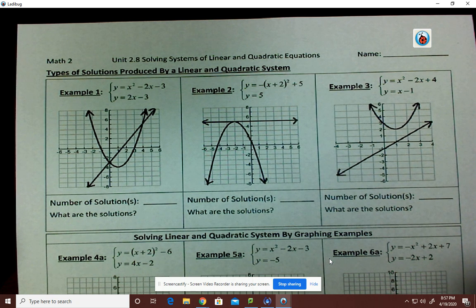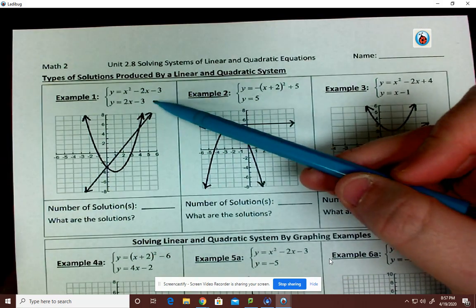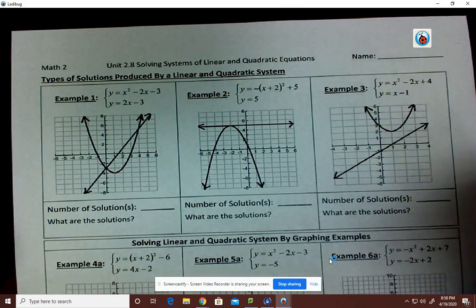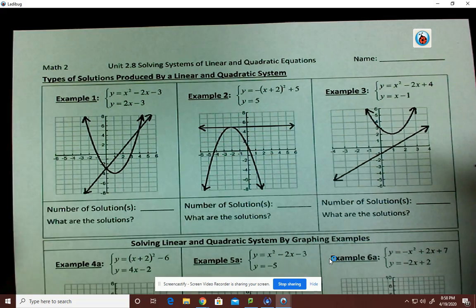Today, you're not going to have to graph the parabola, but you do need to be able to recognize, when you look at the equation, which one is quadratic and which one is linear, because I am still going to make you graph the line.